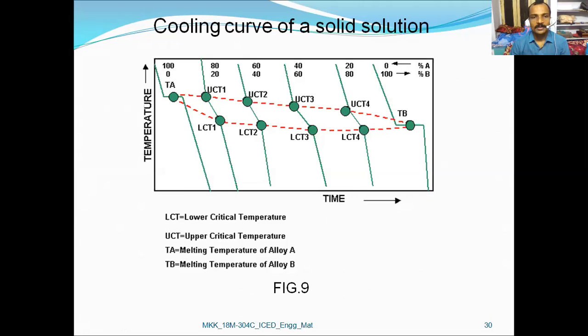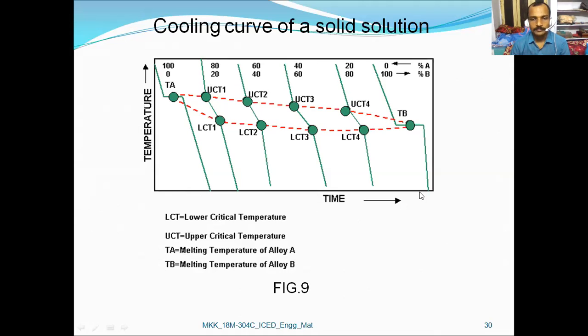So in the cooling curve of a solid solution, other terms like lower critical temperature, upper critical temperature, melting temperature of alloy A, melting temperature of alloy B are given. So LCT, lower critical temperature, UCT, upper critical temperature, TA, melting temperature of alloy A, TB is given as melting temperature of alloy B.